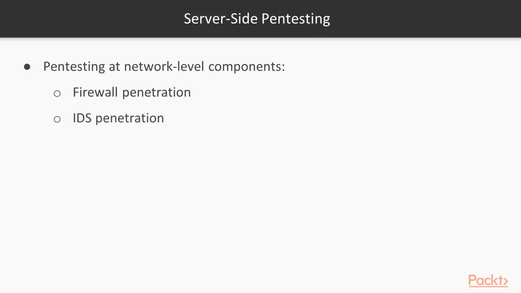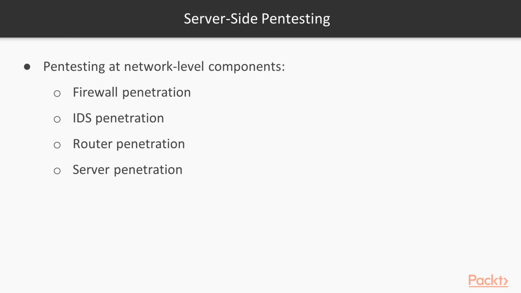IDS, intrusion detection system, is always available at the server side, so penetrating it is server-side pen testing. Router pen testing: a router is also available on the network side, so if you try to penetrate a router, it will be called server-side pen testing. Or directly a server: if you try to pen test your server to find loopholes or weaknesses inside it, that is also considered server-side pen testing. These are the components in server-side pen testing. There are other components also available, but these are the main ones.